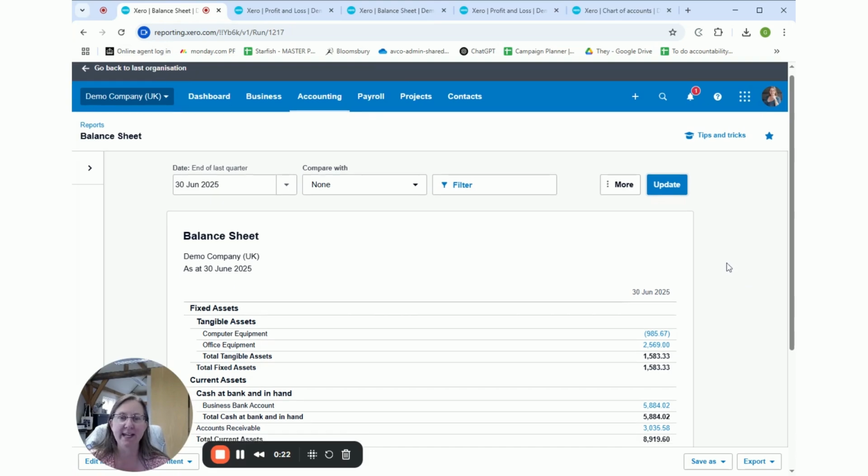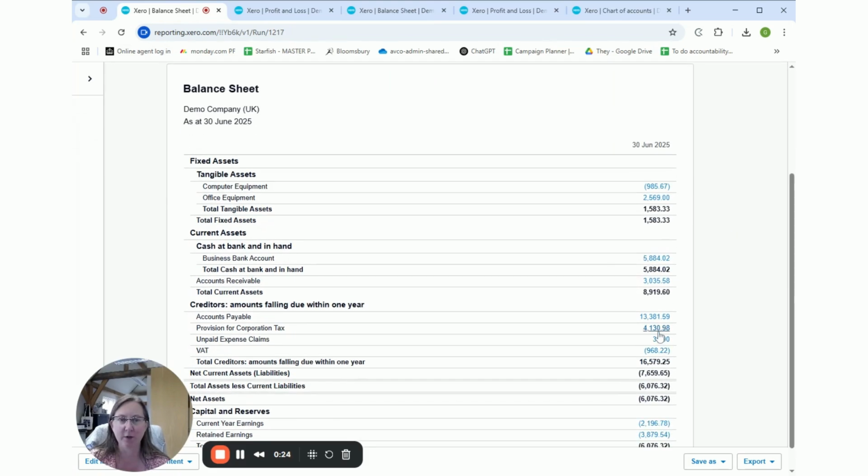And we have a company here that has a corporation tax bill of £4,130.98, which they have actually paid, but you wouldn't know that they paid it because the person doing this one has posted it to the wrong place.